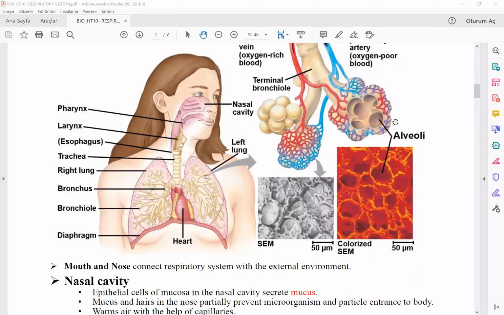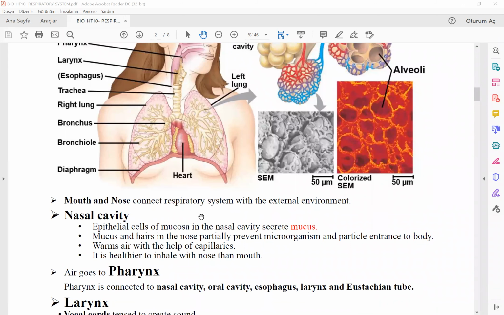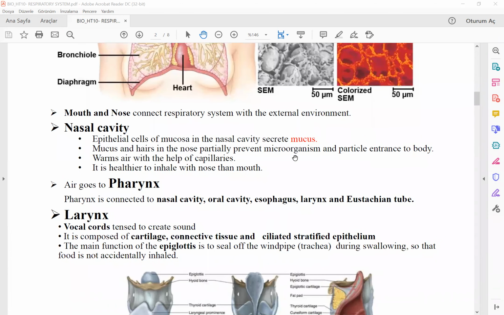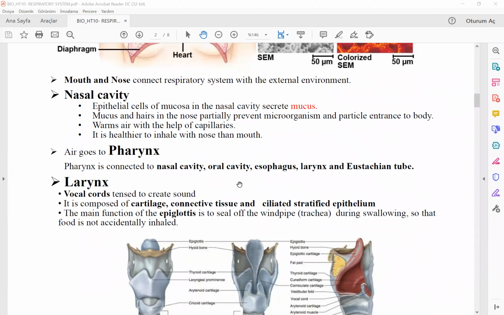Okay. Mouth and nose connect the respiratory system with the external environment. The nasal cavity has the epithelial cells of mucosa, and the nasal cavity secretes mucus. Mucus and hairs in the nose partially prevent microorganisms and some particles from entering the body, and this is also the first defense of the immune system.